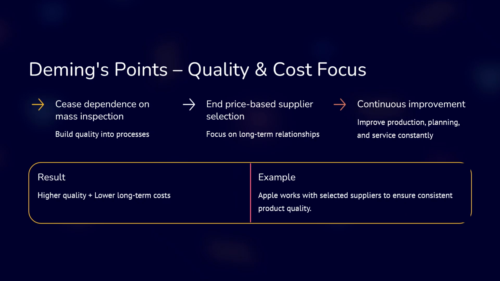Moving forward, Deming's third point tells us to cease dependence on mass inspection. Why should we wait until a product is finished to find a mistake? Instead, we should build quality into the process from the very beginning.